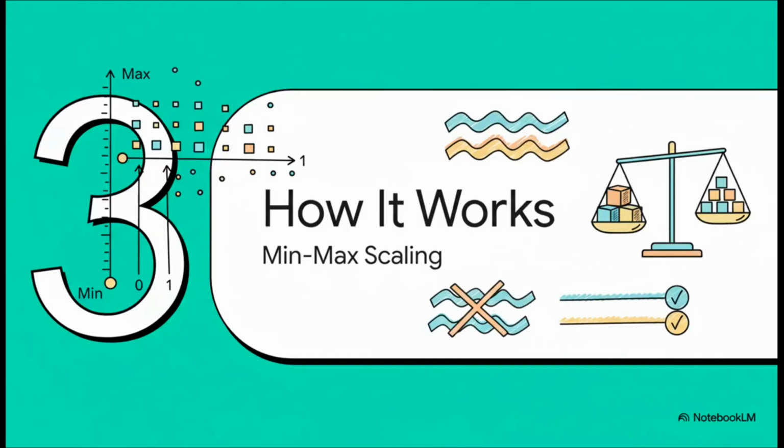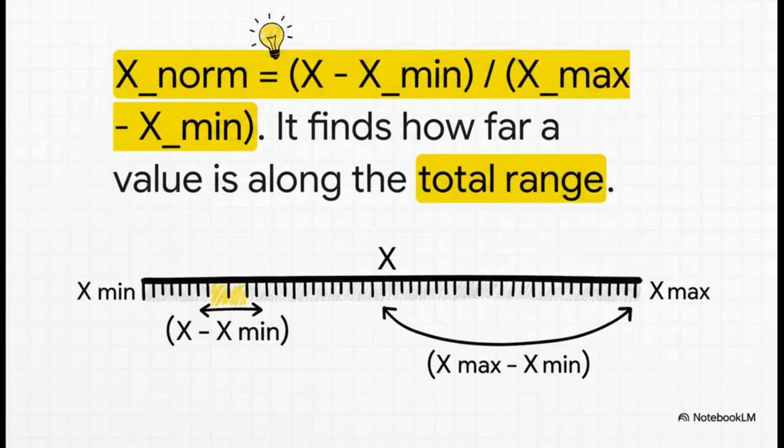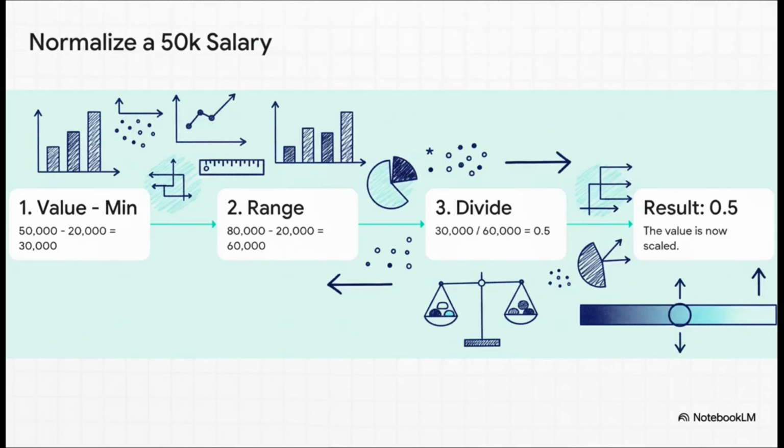Okay, so we know what it is, we know why it's important, but how does it actually work? Let's peel back the curtain and look at the most common and, honestly, the most intuitive method out there, called min-max scaling. Now, here's the formula. And don't let it scare you. I promise it's way simpler than it looks. All it's really doing is taking your value, subtracting the smallest value in that entire column, and then dividing that by the total range of the column. It's basically just figuring out where my number falls on the spectrum from the absolute minimum to the absolute maximum.